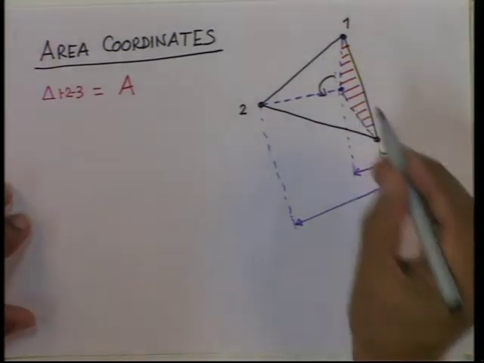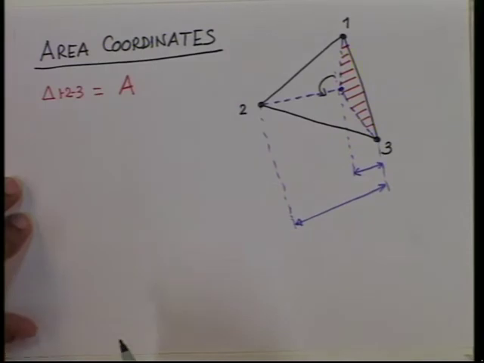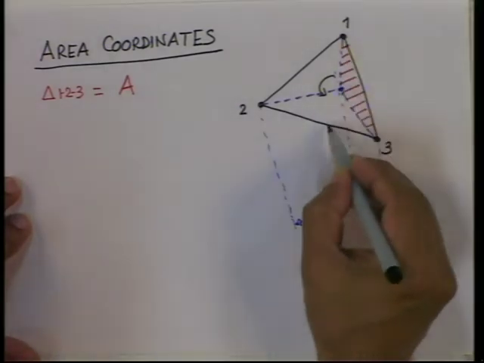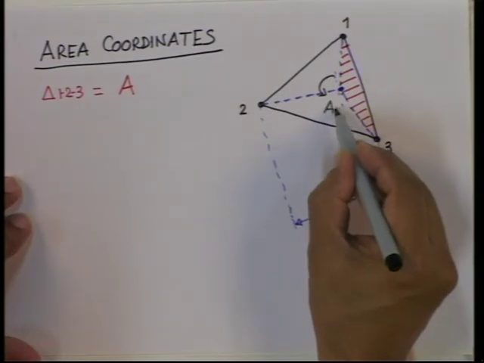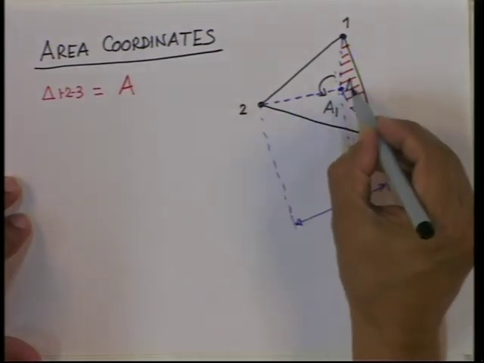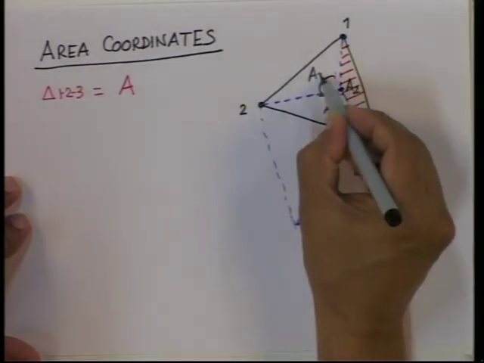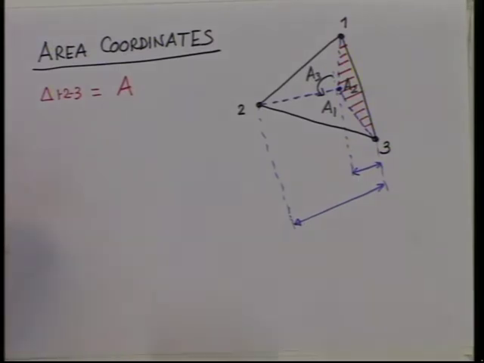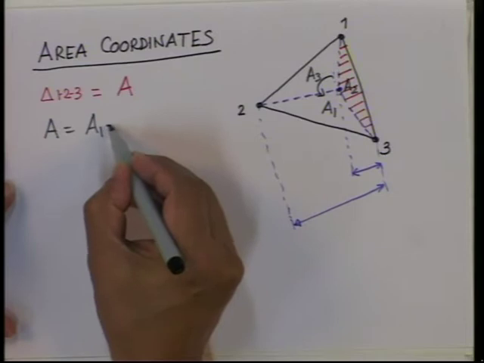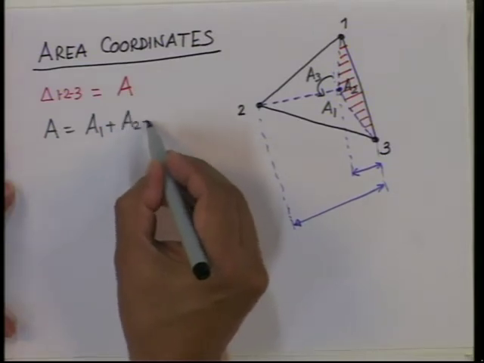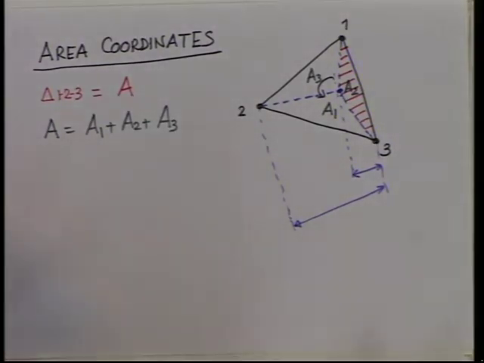Now, if I have taken a point like this, I define three sub-areas in such a way: the area opposite node 1 I will call A1, opposite node 2 is A2, and opposite node 3 is A3, such that A is equal to A1 plus A2 plus A3. The total area is the sum of the three sub-areas.